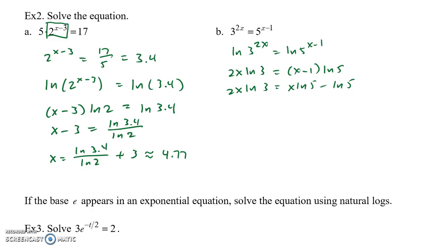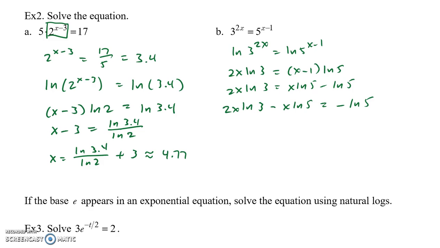Then what I need to do is get the terms containing x on the same side of the equation. So I'm going to subtract x ln 5 from both sides. So I have 2x ln 3, then minus x ln 5. And then on the right I have just minus ln 5 left. Now the terms on the left, in one sense they're like terms because they both contain x to the first, but because the logarithms are different, we can't really subtract the second term from the first.